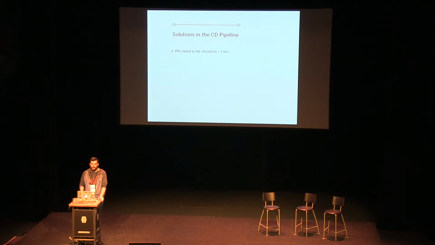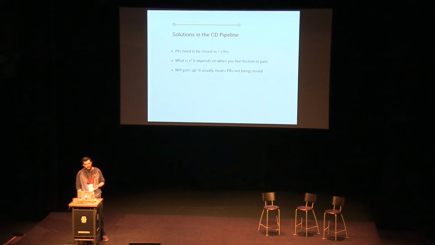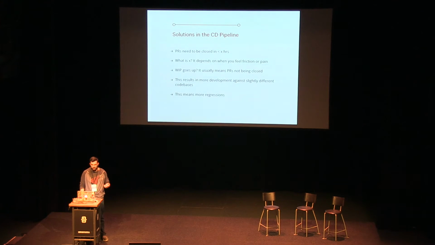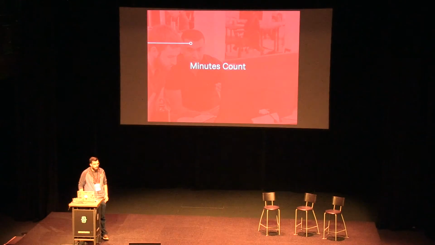For example, PRs should be closed under a certain number of hours. How many hours is that? It's going to depend on your project and team and when you start to feel the friction or pain. But a good idea is to see whether your work in progress is going up. If so, it probably means that the PRs are not being closed quickly. This results in more development against older code bases, which leads to more regressions. So minutes count.